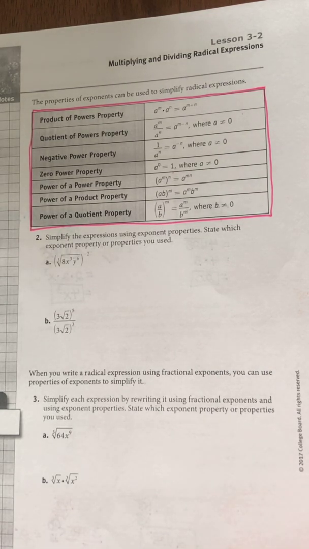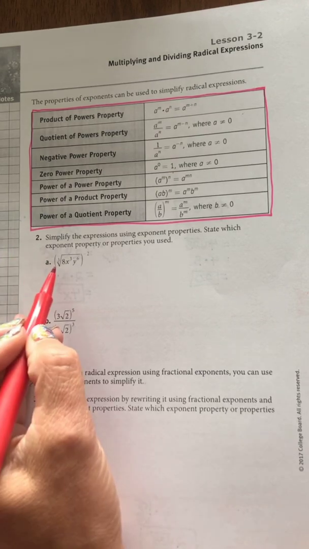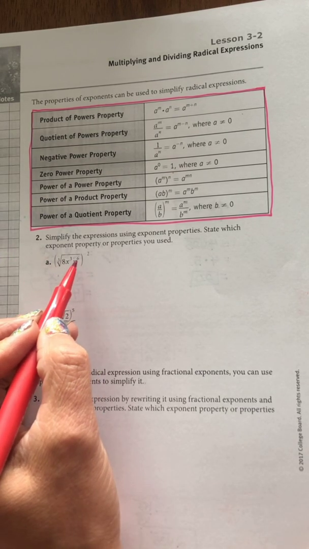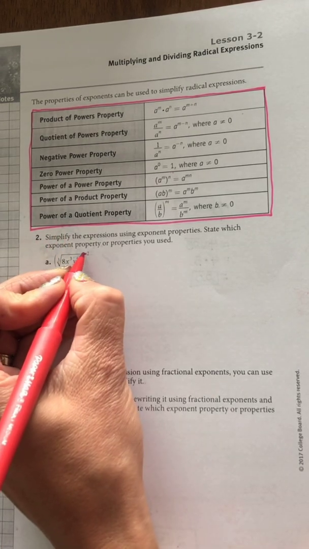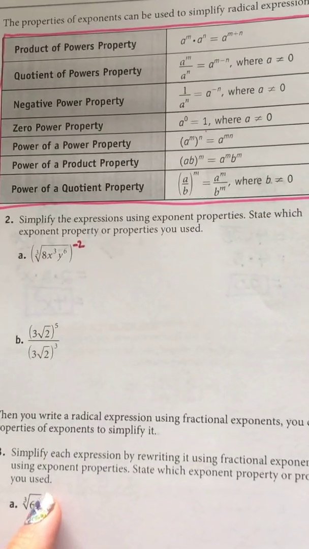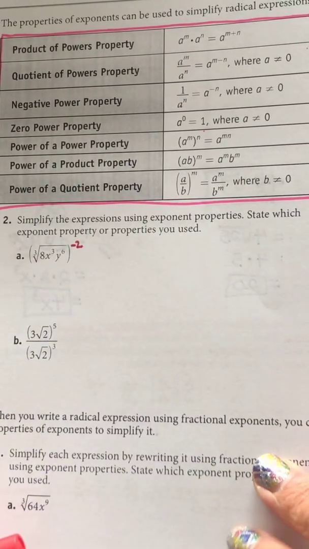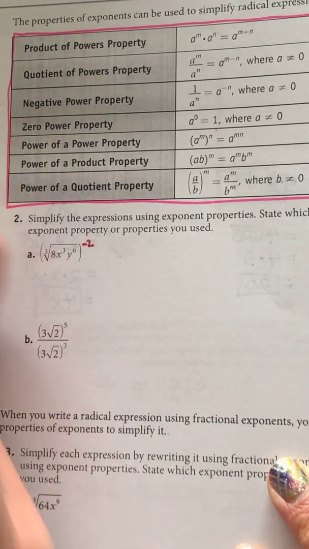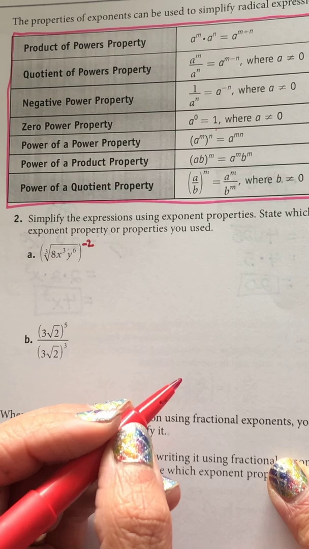All right, number 2. It says simplify the expressions using exponent properties. State which exponent property or properties that you're using. So I see we have a cubed root of 8x cubed y to the 6th raised to the negative 2nd power. That's a negative power there. I know it's kind of hard to see. My copy didn't print out super clear. All right, well, it's got a negative exponent, so we're going to have to use the negative power property, which means we got to drop it like it's hot.